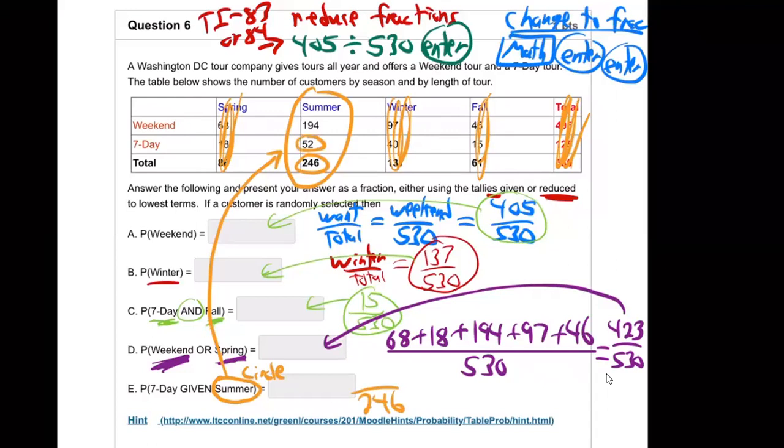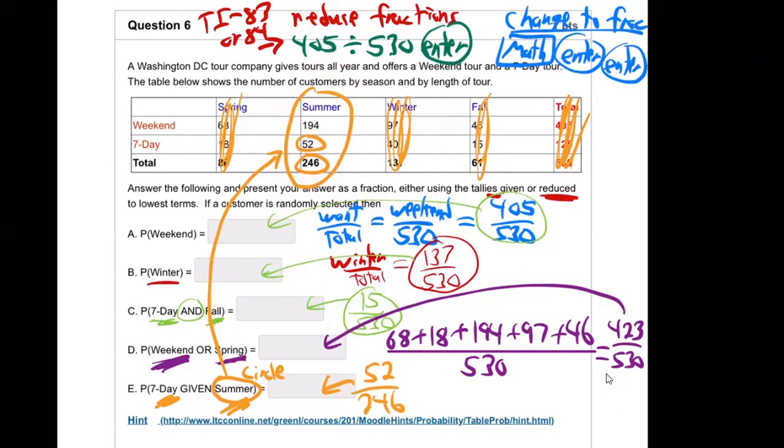And how many 7-day? It's just going to be 52 out of 246. There we go. Because they said 7-day given summer, in the summer circle. Given narrows your focus to just that group. Ignore all the other numbers. You're given, you know, it was a summer trip. They're saying, what's the chance it was a 7-day trip, given that it was a summer trip? Given that it was definitely in this group, what's the chance it was a 7-day trip? Well, 52 out of 246, because there's 246 summer trips, and 52 of those were 7-day trips.